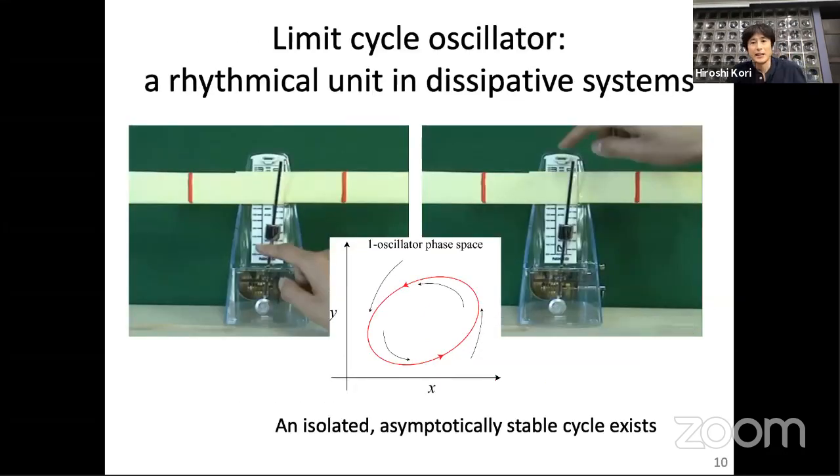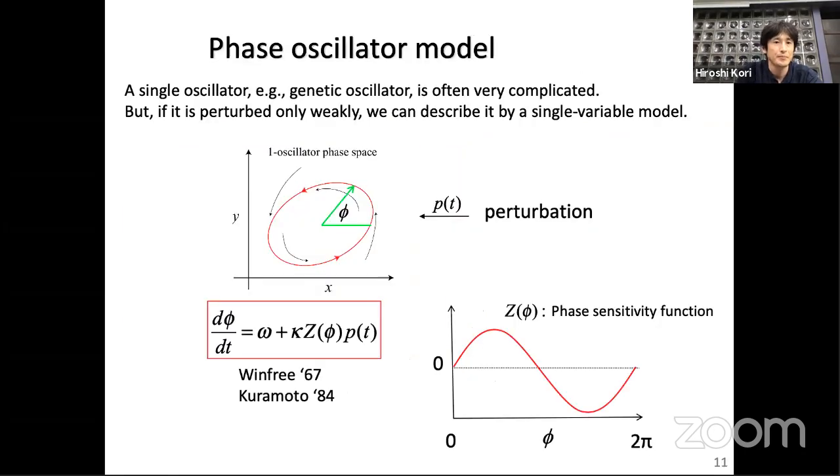So this means that in state space, there exists an isolated and asymptotically stable cycle. This red curve is the so-called limit cycle. This does not exist in Hamiltonian systems, but is quite common in dissipative systems. A single oscillator, for example metronomes or genetic oscillators in biological organisms, is already quite complicated. But if it is perturbed only weakly, we can describe it by a single variable model, the so-called phase oscillator model.